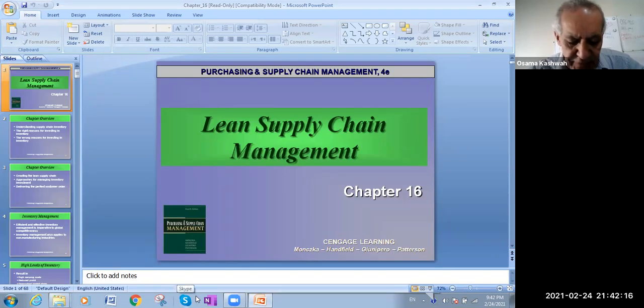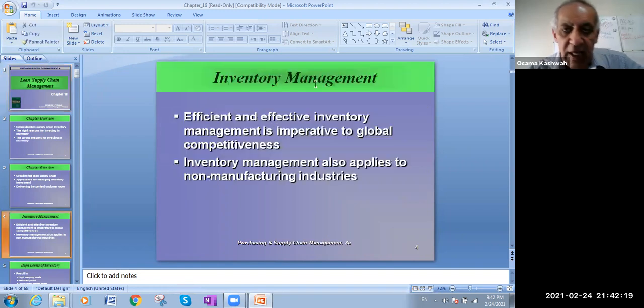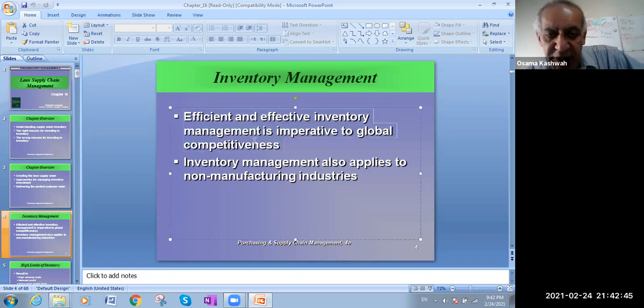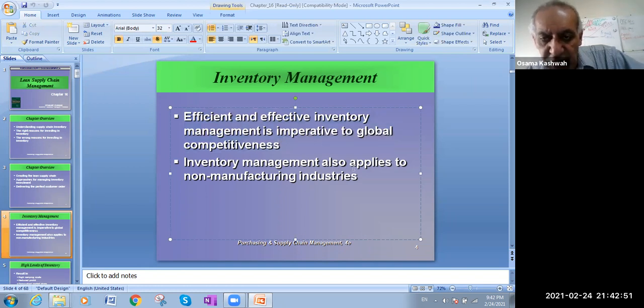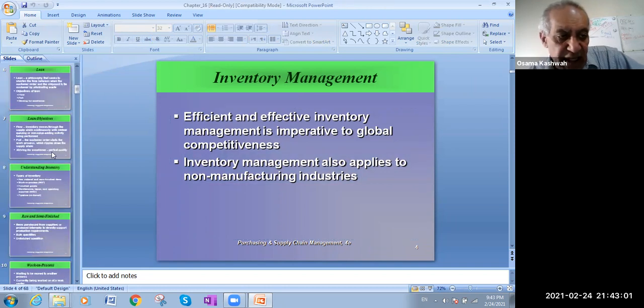Let's go first to page 4. Inventory management. And this is very important. We have to decide what to invest in, what to store, and what not to store. We have to decide the economic order quantity, which means the amount of inventory that should be in stock, the required amount and not less than it. So efficient and effective inventory management is imperative to global competitiveness. Inventory management also applies to non-manufacturing industries as well.